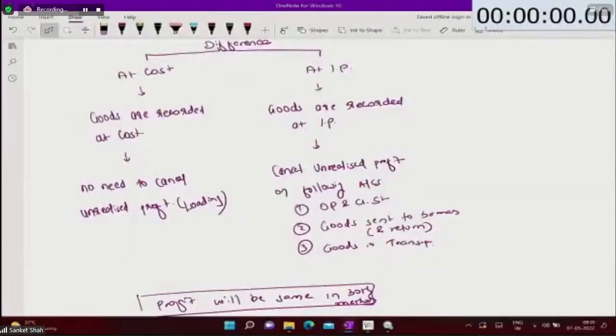Differences: at cost and at invoice price. Goods are recorded at cost. Goods are recorded at invoice price. No need to cancel any unrealized profit because it is recorded at cost. But if you record at invoice price, you have to cancel it on opening stock, closing stock, goods sent to branch, and goods in transit. But whichever is the method, profit will be same in both cases. Remember that.